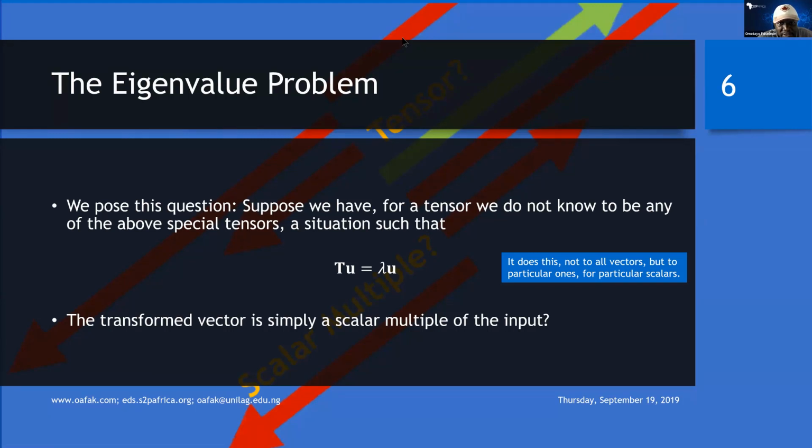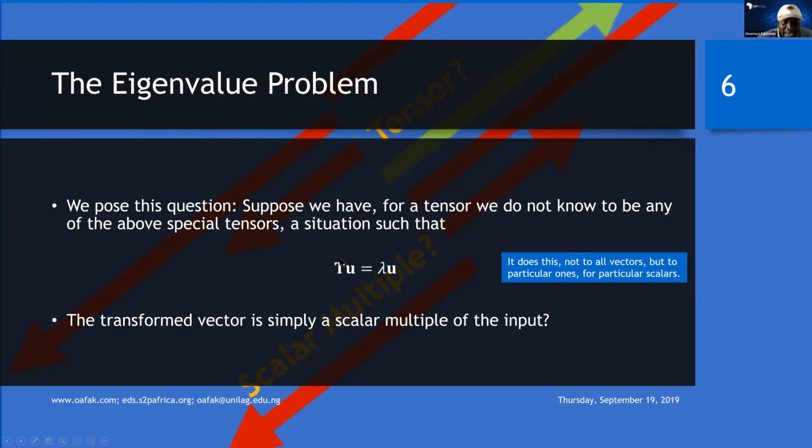Okay, some people said vector. What about the right-hand side? What does the right-hand side evaluate to? Okay, so it's a scalar times a vector, which is still a vector. So it's a vector equation.